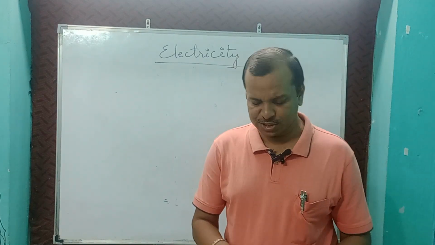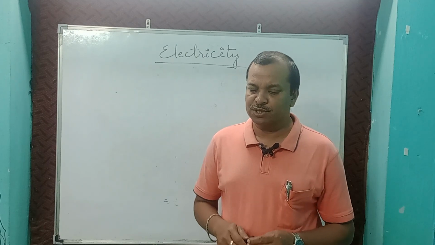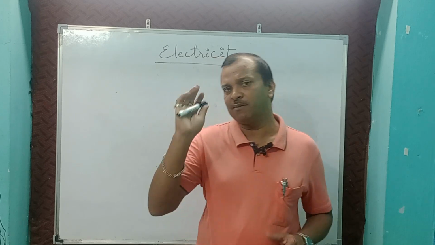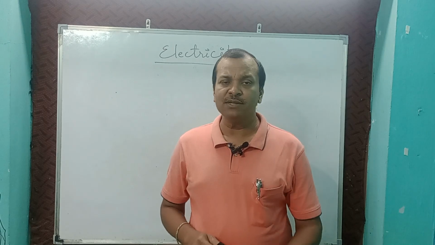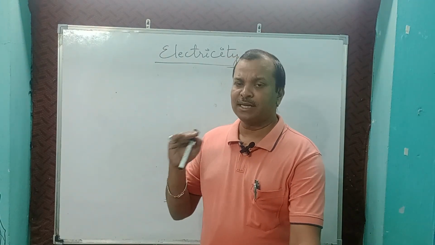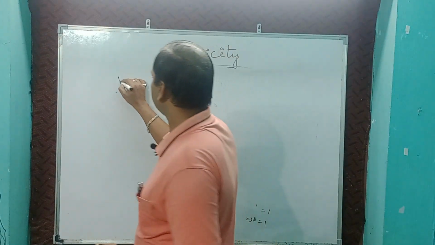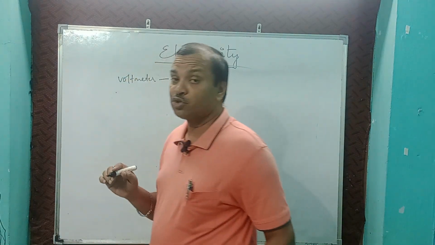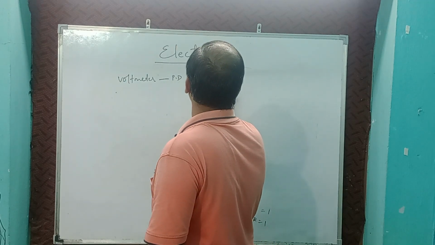Some devices used to measure. A voltmeter is an instrument used to measure potential difference, and it is always fixed in parallel, whereas an ammeter is used to measure current and it is connected in series. Clear? The voltmeter is used to measure potential difference, and it is in parallel. We have to remember this.